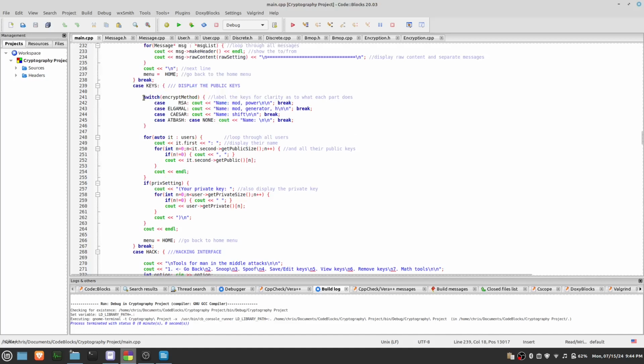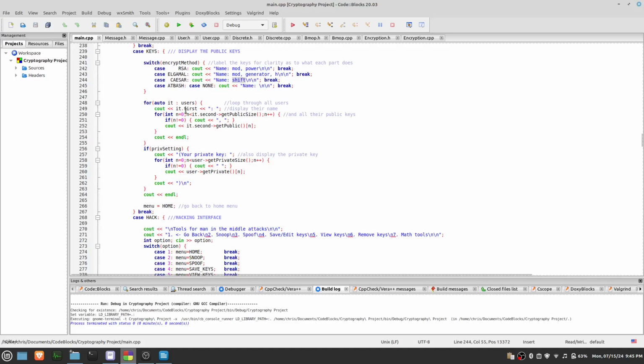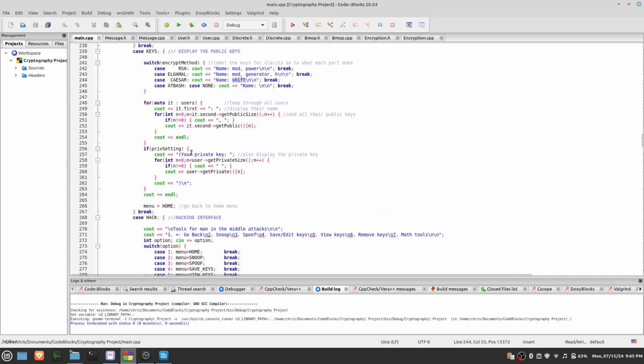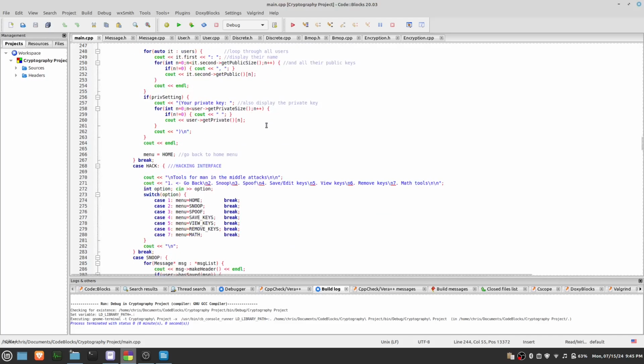And this part was something that I didn't decide to do until somewhere near the end, when I realized, when I look at these keys, I have no idea what I'm looking at. And so I decide, okay, for RSA, we're gonna label what each component of the keys are. So the modulo and the power, or the modulo and the generator, and H, or just the shift. And also, if we have it set to that option, we will display our own private key.